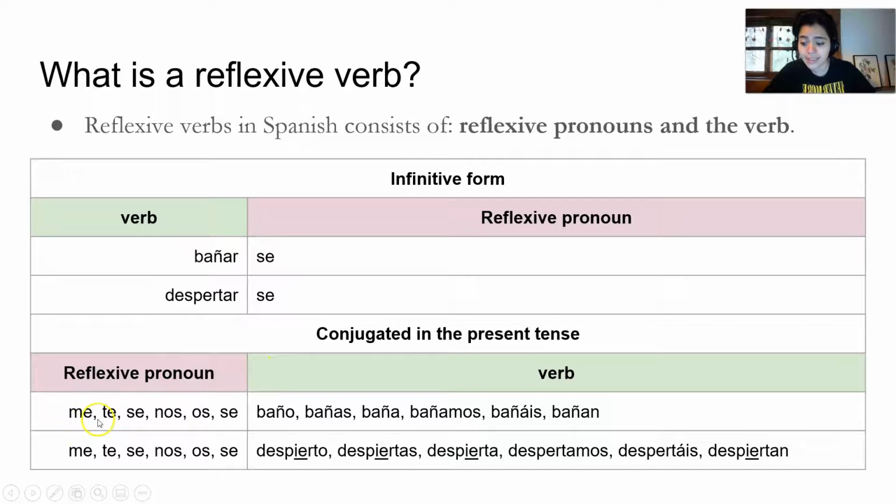So we have me, te, se, nos, os, se, depending on the subject. And then you have also the verb conjugated in all the subject pronouns. Yo, tú, usted, él, ella, nosotros, nosotras, vosotros, vosotras, ustedes, ellos, y ellas. You can see bañar is a regular AR verb and despertar undergoes a stem change from E to IE. So that's what I'm showing here, the stem change verb.